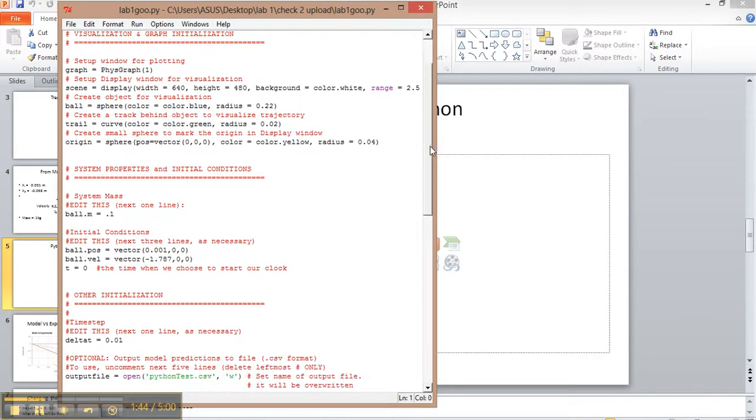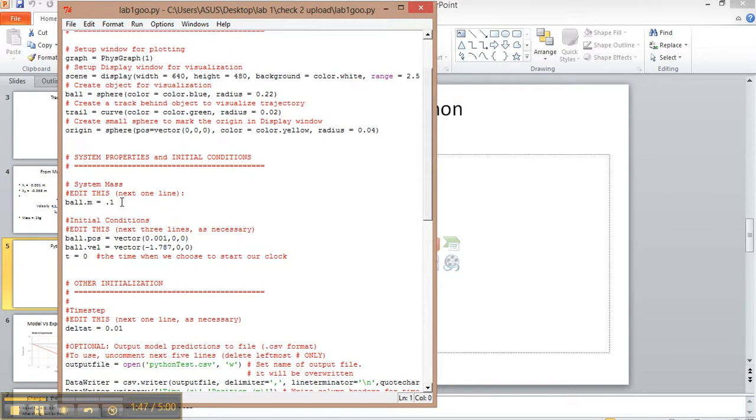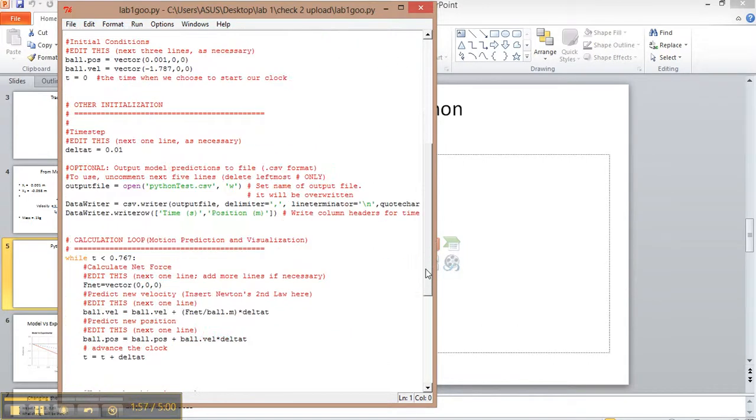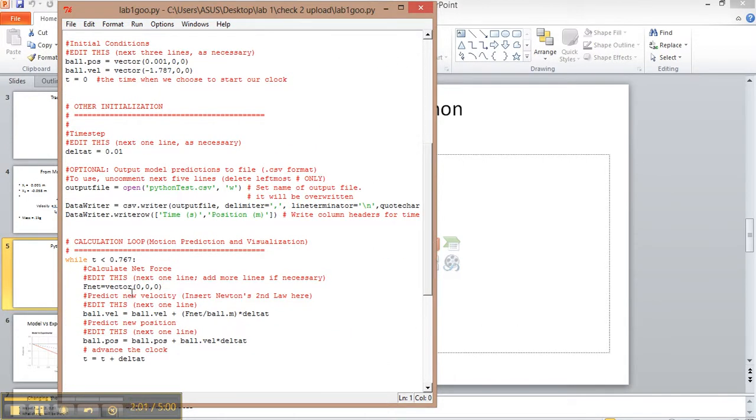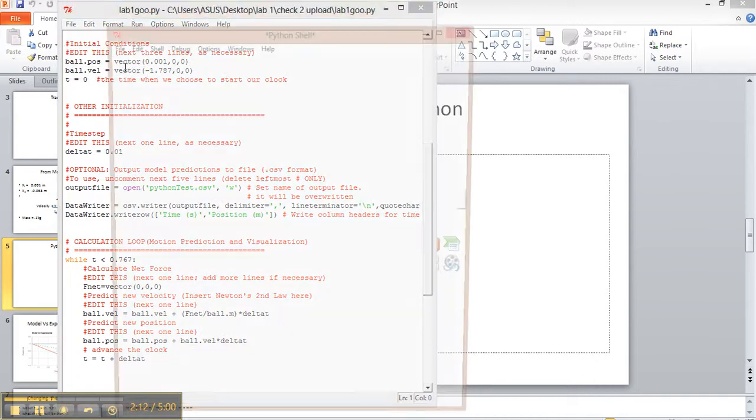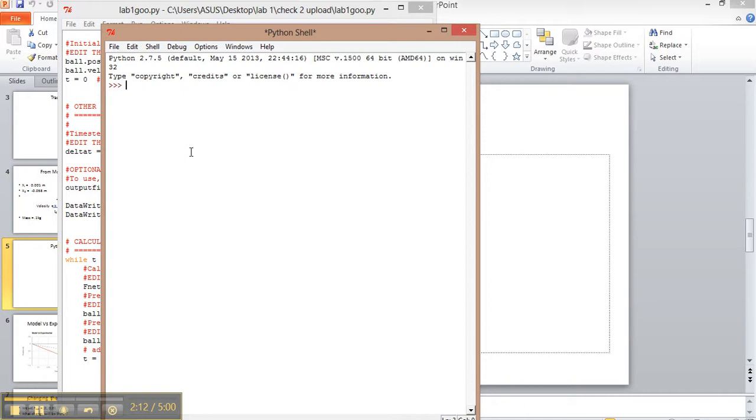So as you can see, the mass is 0.1 kilogram and the initial position is 0.001. The velocity is minus 1.787 and the initial assumption of net force is 0, 0, and the observation time is 0.767 seconds. So as you run the module, it should be moving in the negative x direction and we will get a linear graph.